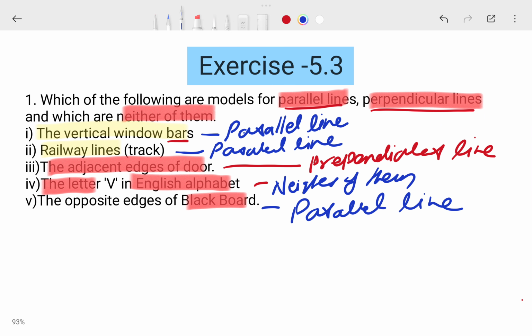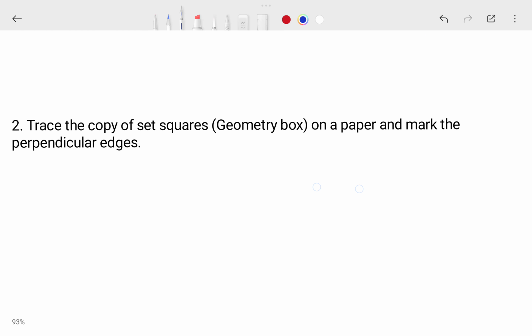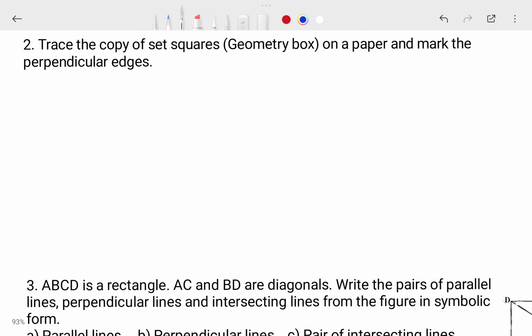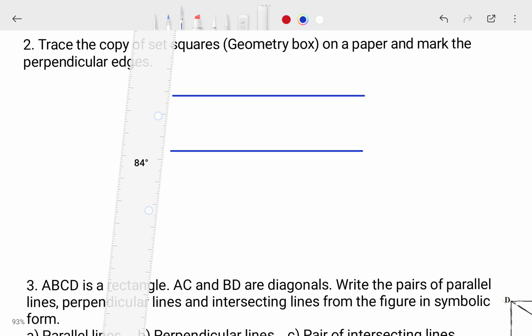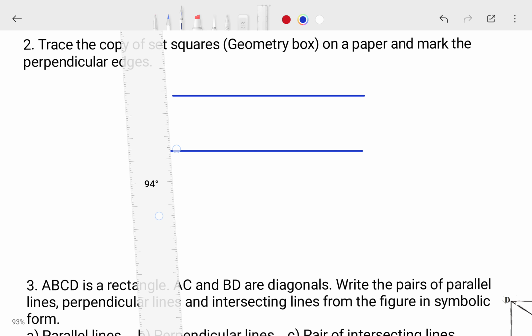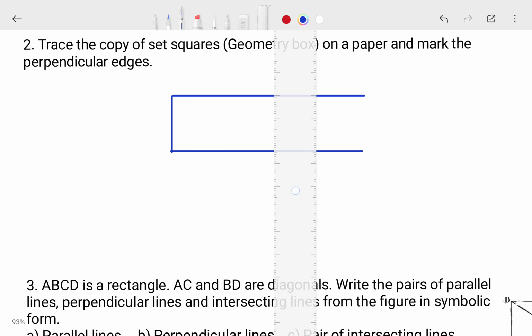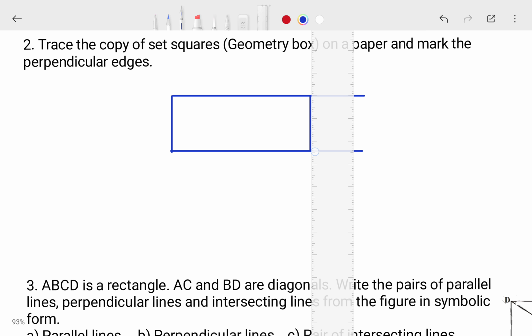Okay, now let's talk about the second question. The second question is telling us to take a copy of a set square, a geometrical box, on a paper and mark the perpendicular edges. Let's make a geometrical box. Let's suppose this is a geometry box like that, with a straight 90-degree angle.